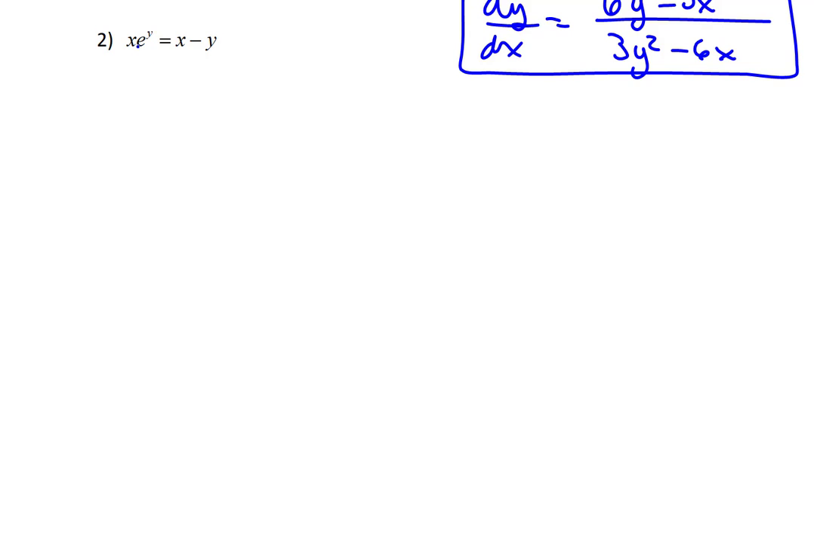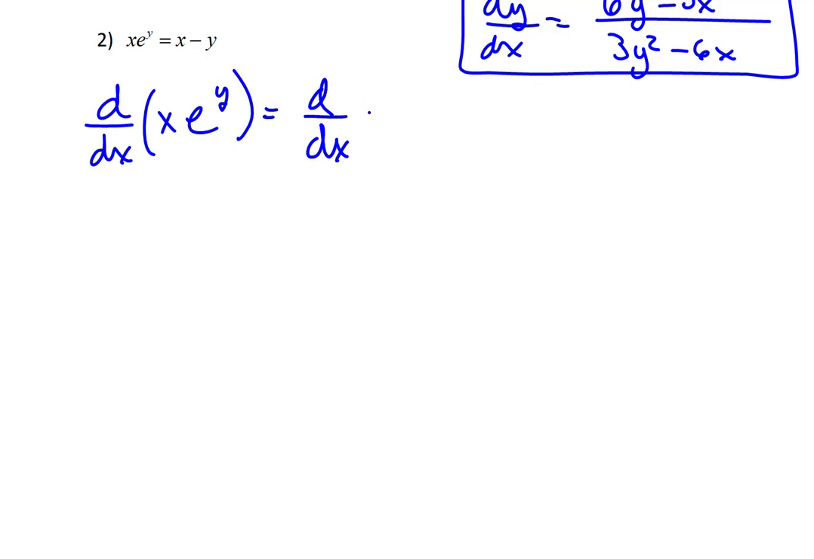This one reads x times e to the y power equals x minus y. Well, obviously, y is not alone with all the x's on the other side of it, which means this is an implicit function, which means we'll apply implicit differentiation. If I take the derivative with respect to x, d over dx, of the left side, which is x times e to the y, and I set that equal to the derivative with respect to x, d over dx, of the right side, which is simply x minus y, and then apply the derivative rules as we know them, assuming y is some function of x that will need the chain rule as we've been doing here.